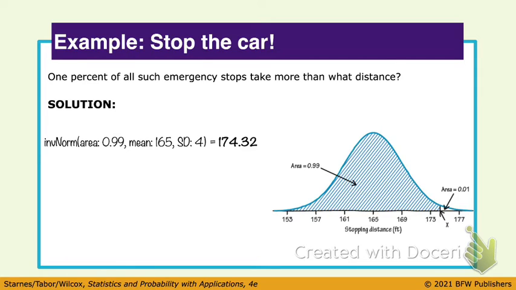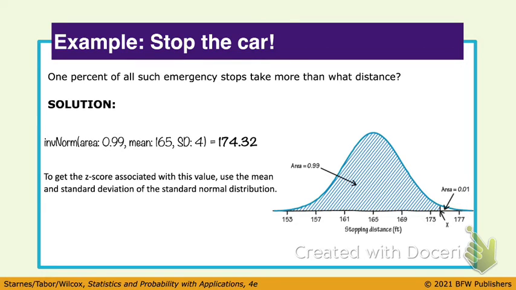Let's say we need the z-score associated with this. Same thing goes in for the area, but what would your mean be? 0. What would your standard deviation be? 1. So the z-score associated with this value would be 2.33. That means that 174 feet of stopping distance is 2.33 standard units above average. Any questions about that? All right.